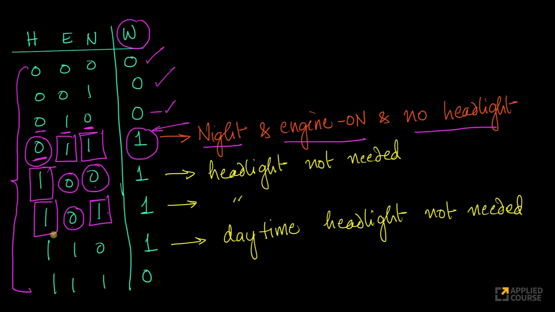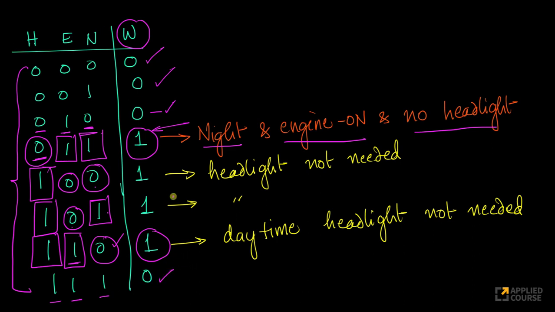Next logic is the headlight is on and the engine is on, but it is day. Look at this. When you're at daytime, the engine is running, which means you might be driving, and the headlight is also on. This is useless. Daytime headlight is not needed, right? So that's why we give the warning sign here. The last case here is the headlight is on, the engine is on, and it is night. You don't have to show any warning sign.